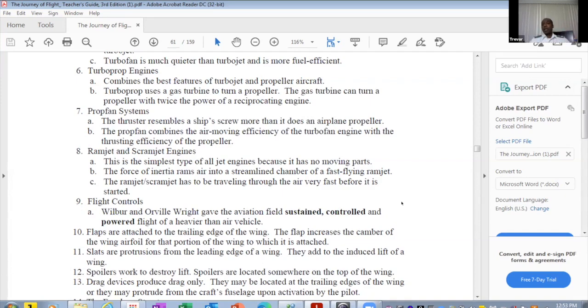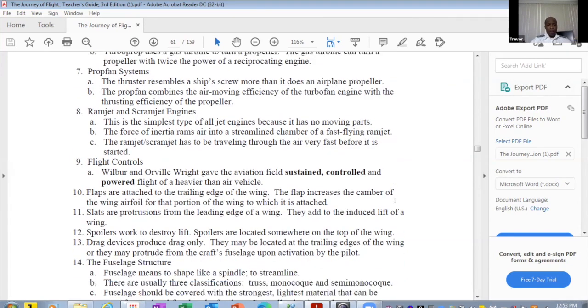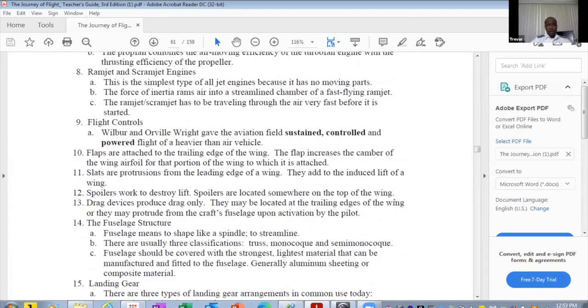It compresses and ignites and then creates thrust. So that's all it is to a ramjet. Flight controls. Now, Wilbur and Orville Wright gave the aviation field sustained, controlled, and powered flight.